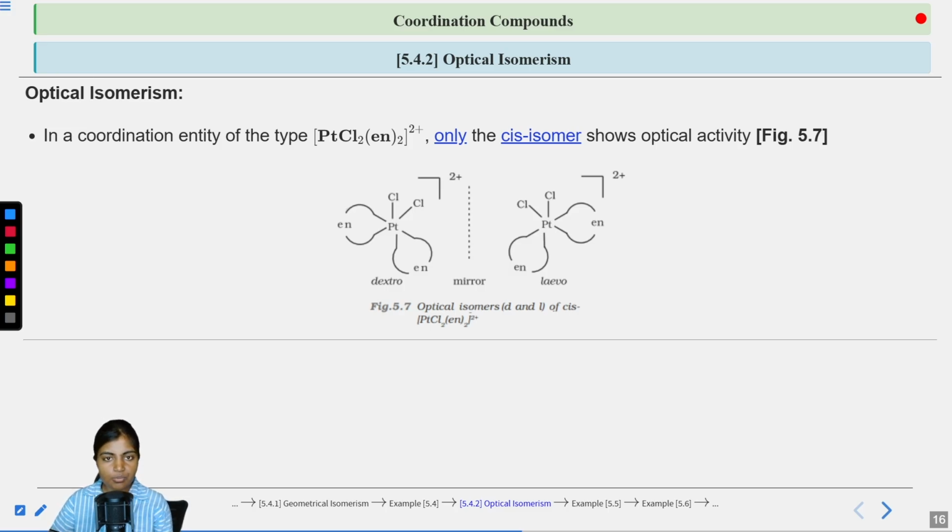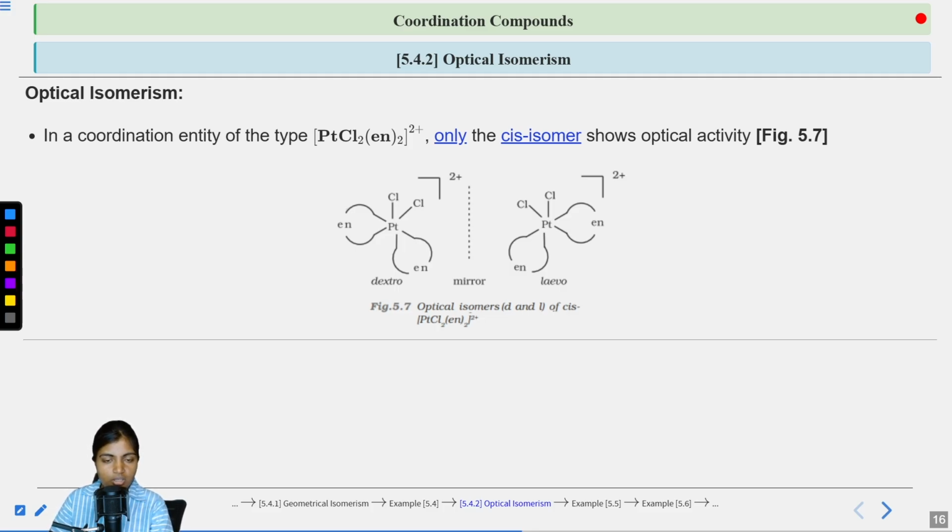Cis form means, remember, this is MX2LL2 type, where LL is a didentate ligand. Okay, and you can arrange this chlorine either in the adjacent form to get the cis, or opposite to each other to get the trans form. So the cis isomer of this complex is going to show the optical activity. So we are only taking the complex where chlorine is present at the adjacent position of each other. So platinum at the center, chlorine is adjacent to each other. Similarly, the ethylene diamine is present adjacent to each other.